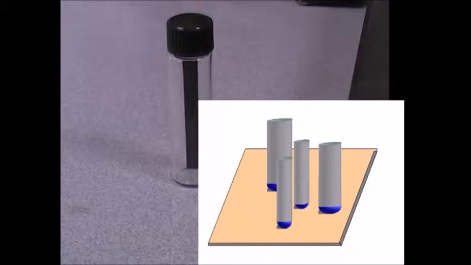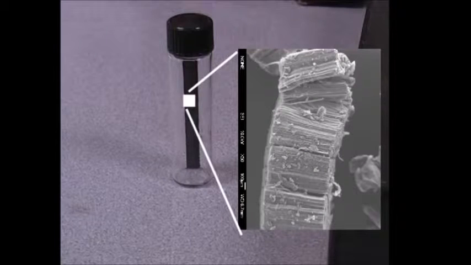It is easy to introduce other elements such as boron or nitrogen in the starting chemical. The diameter of the tubes can be chosen by the size of the metal catalyst particles. Also, we can grow the tubes on the surface, which helps for future applications.